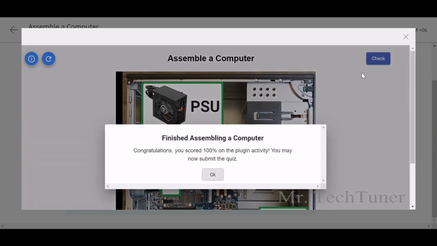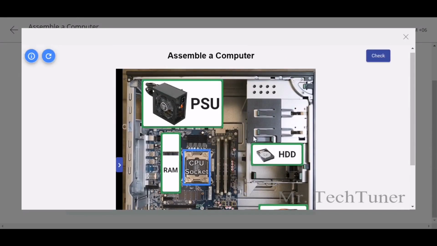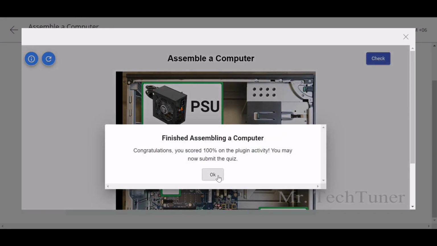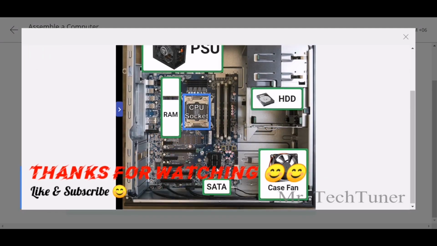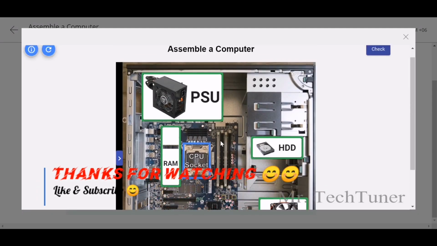If you check right now, it's finished. What did it say? You scored 100%. So I have already finished and have 100%. You should also try to get 100% like that.